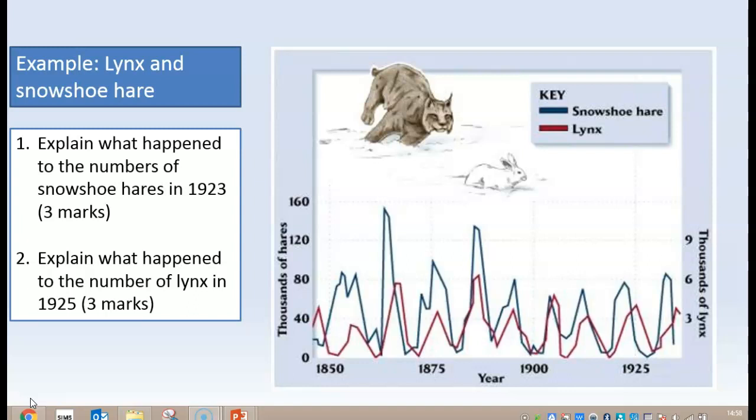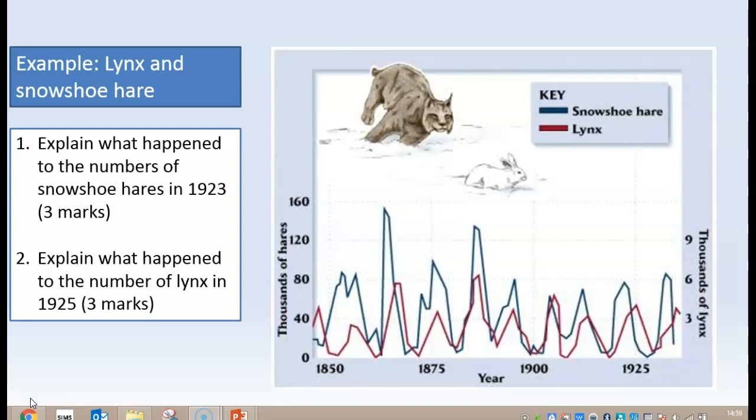Now, the thing to note about this graph is that we've got two different scales going on here. We've got a scale on the left-hand side, which is the 1,000 of hares, and that corresponds to the blue lines. If we want to read off any values to do with the snowshoe hares, we would read along on the left-hand side axes. The lynx corresponds to the right-hand side axes.